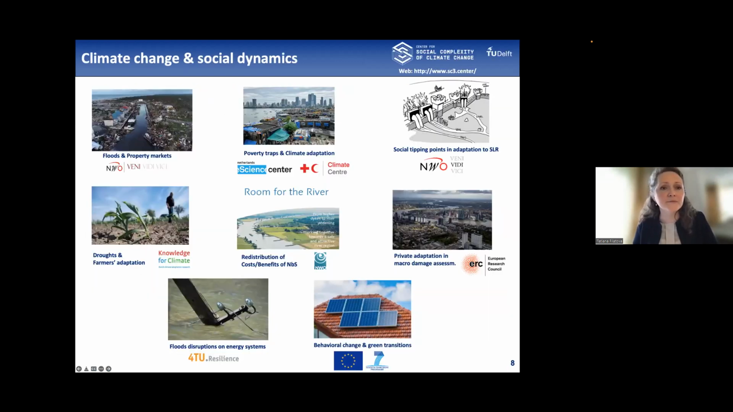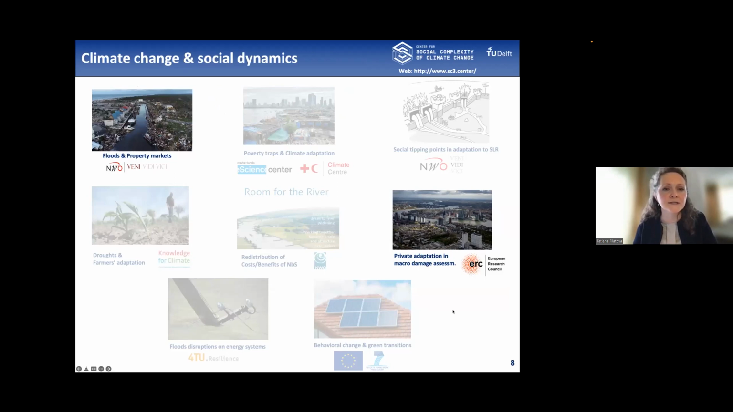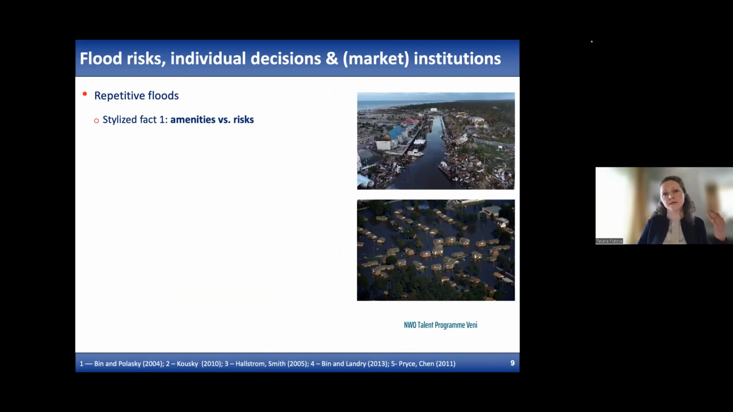And in my team, we work with different types of hazards and different types of applications. But of course, I can talk only about one today. So I will talk here about one of the projects. It's a Veni project, which I did, and I worked also with a PhD student here. And we looked into the floods and how they impact property markets. So both individual decisions and market institutions were present in the model.